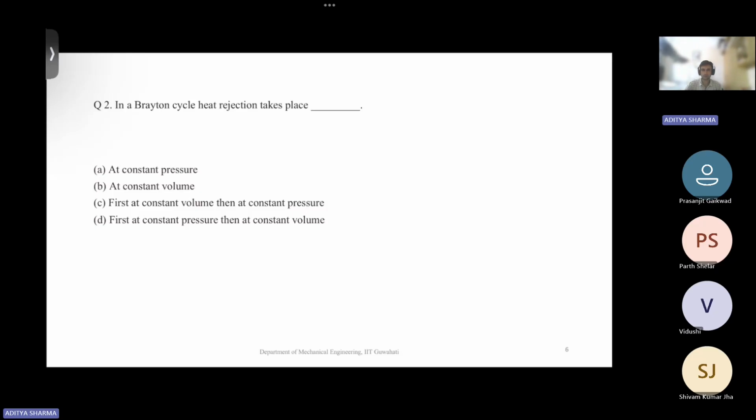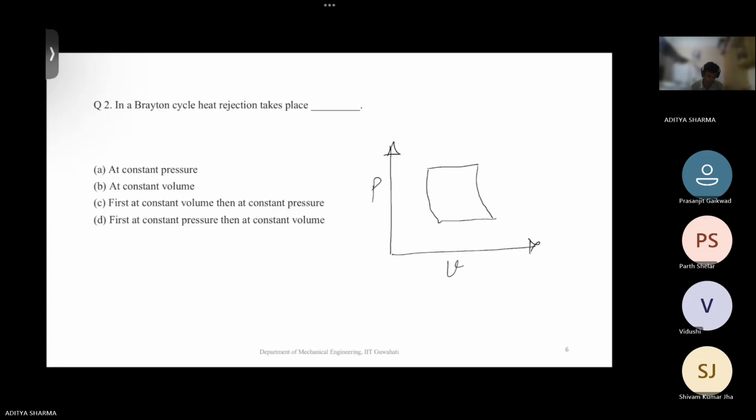So I have got constant pressure as the answer. We have seen this in previous week's content. I'll just draw the PV diagram of the Brayton cycle again so that we can revise this. It is something like this, right? From here to here, here to here, here to here, here to here. This is, I believe, heat addition. This is heat rejection, right?